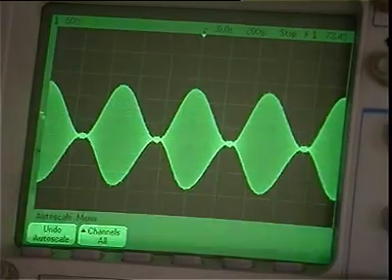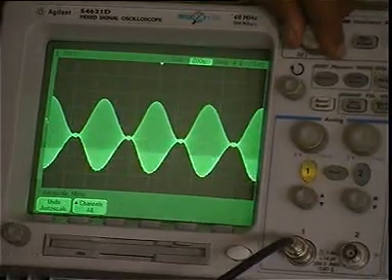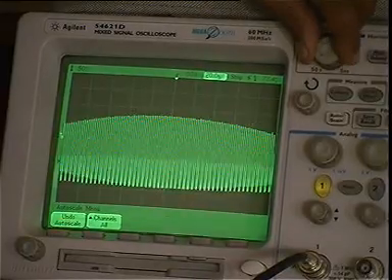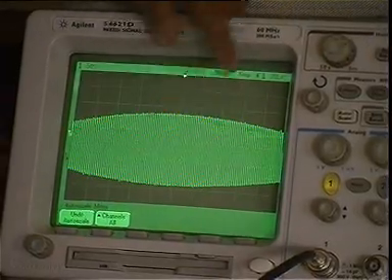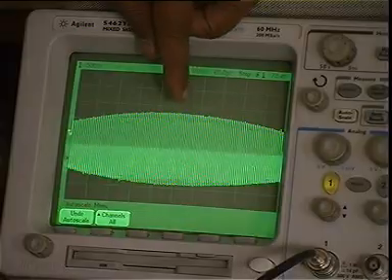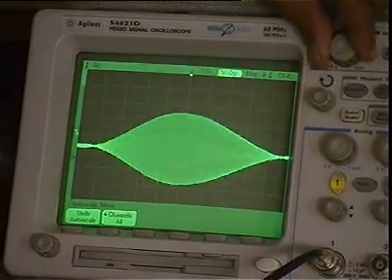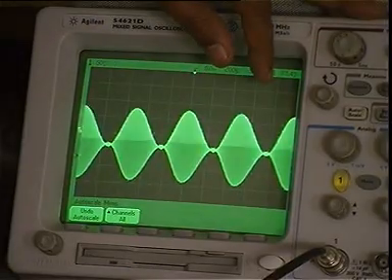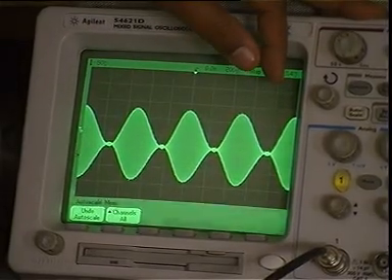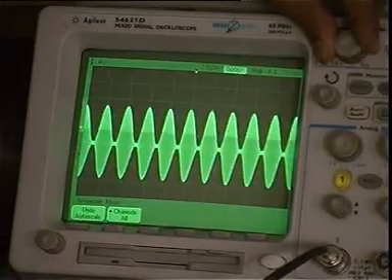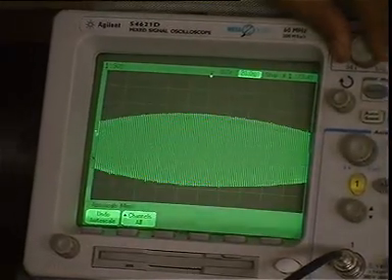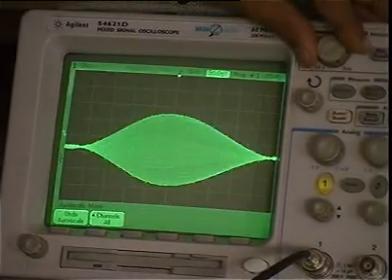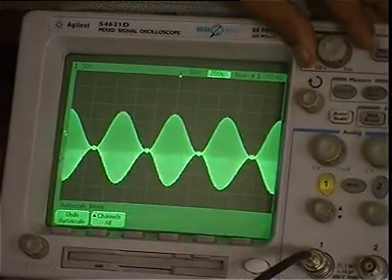Let me change the time base. What you see here is the high frequency carrier, and the amplitude of the carrier is being modulated by the message signal. The envelope that you see here is the low frequency message signal, which was 2 kHz, and the amplitude of the carrier is being modulated by this low frequency message signal. This is basically how an amplitude modulated signal looks.